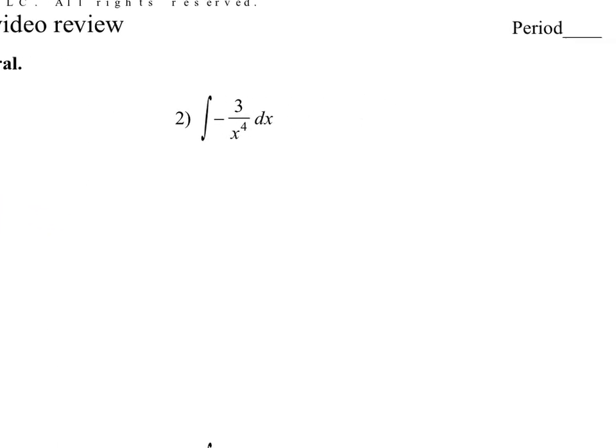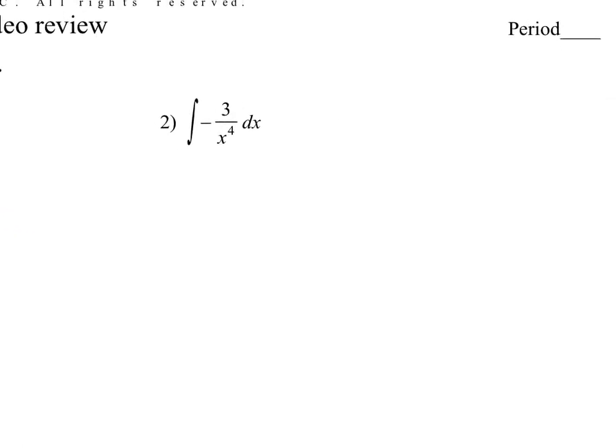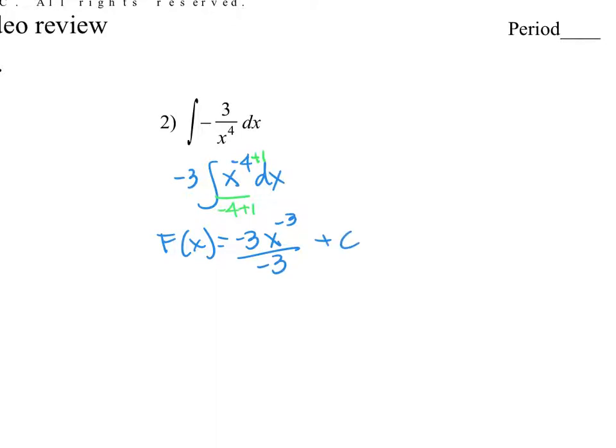Number 2. This is one of these where we have an exponent in the denominator, and we're just going to move that up. So let's go ahead and take care of our constants first. We're going to put that negative 3 on the outside, and then we're going to have the x to the negative 4. So again, we are adding 1 and dividing by that negative 4 plus 1. So we would get our function that we are finding is negative 3 x to the negative 3 over negative 3 plus c. The negative 3's go to 1.